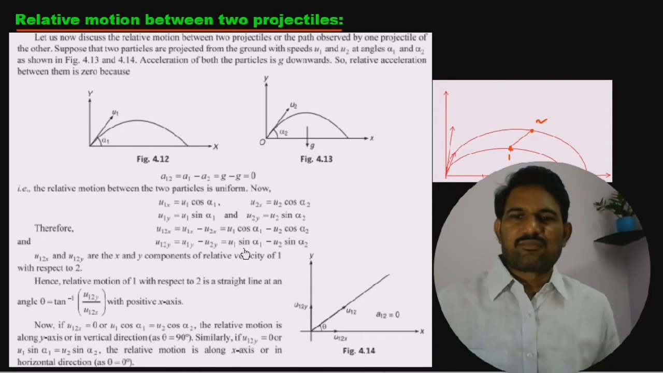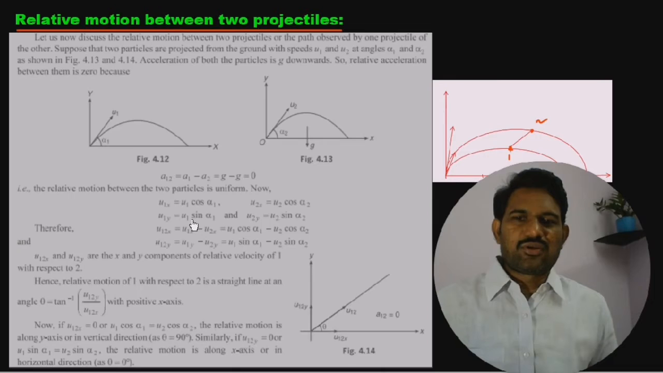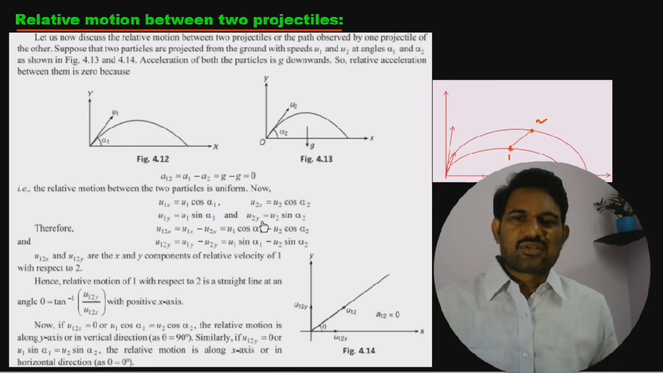Now let us write these velocities. The x components are u1x equal to u1 cos alpha 1, and u2x equal to u2 cos alpha 2, that is the x component of the second projectile. Similarly the y components are u1 sin alpha 1, and u2 sin alpha 2, which is the y component of the second particle.